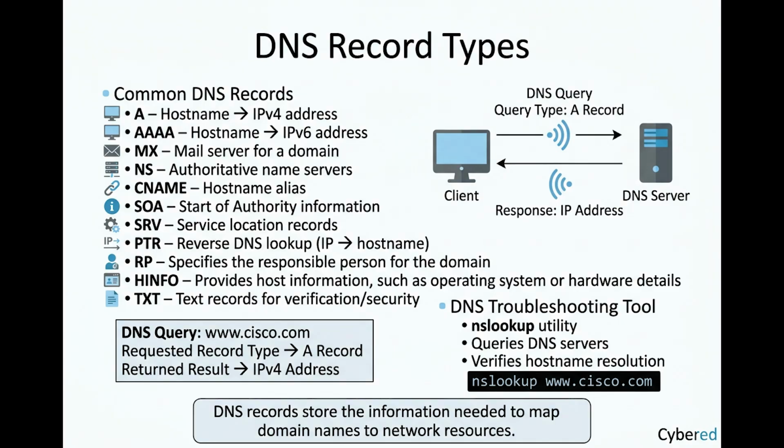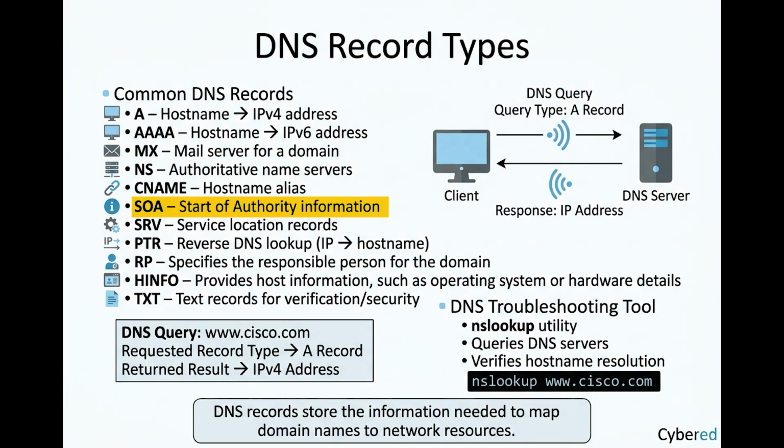DNS servers store different types of DNS records, each used for a specific purpose in mapping domain names to services or information. Common DNS record types include A: maps a hostname to an IPv4 address. AAAA: maps a hostname to an IPv6 address. MX: identifies the mail exchange servers for a domain. NS: specifies the authoritative name servers for a domain. CNAME: creates an alias that points one hostname to another.